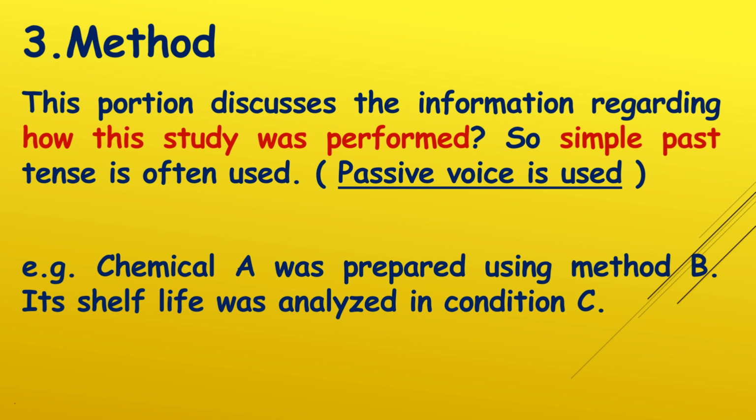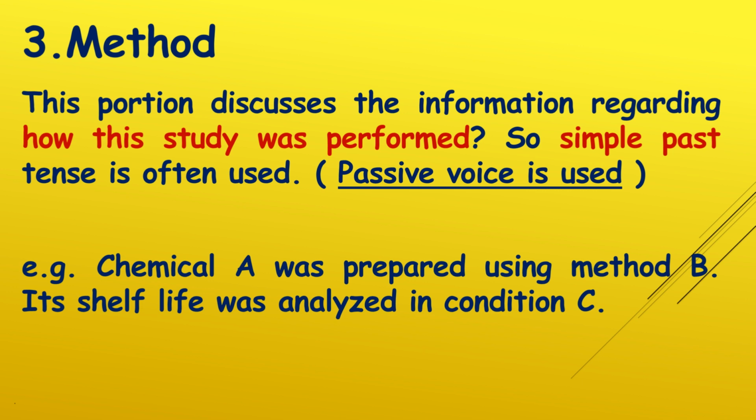One thing you can notice in this example is that we have used passive voice. We use passive voice because otherwise we have to write it like this: we prepared chemical A, we used method B, just to avoid the use of I, we, they. So we write it in the passive voice just to make it impersonal.